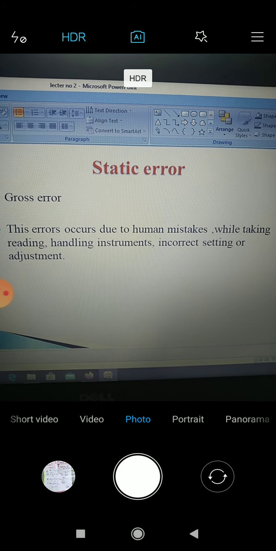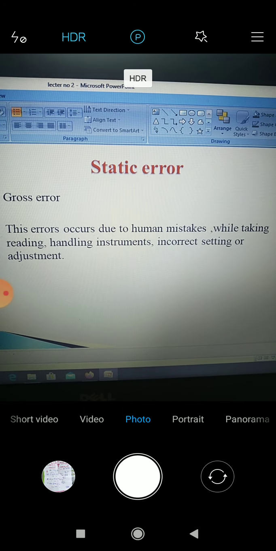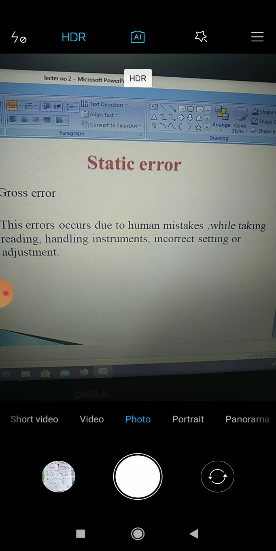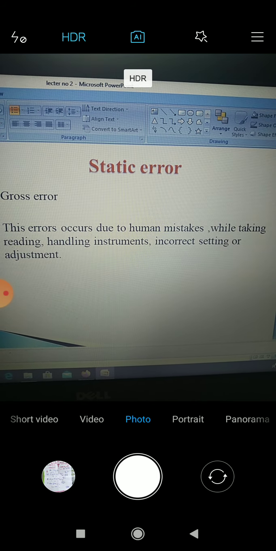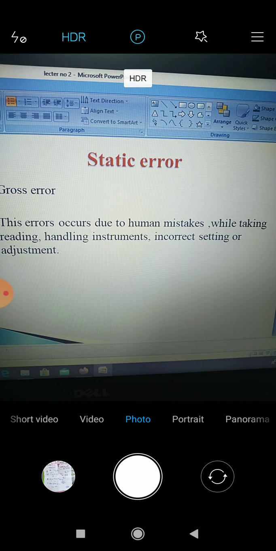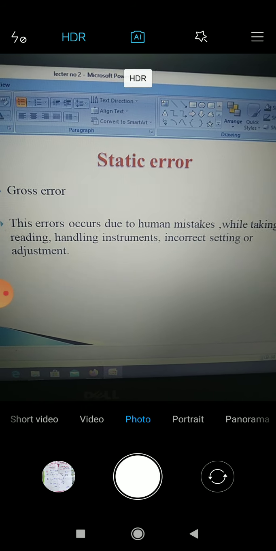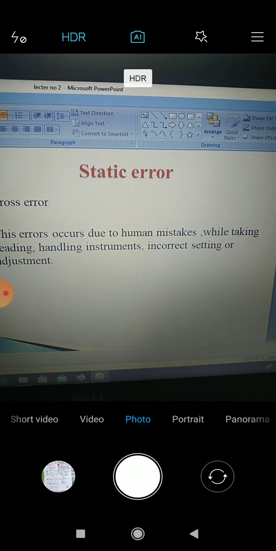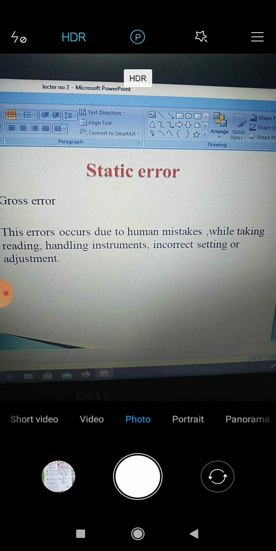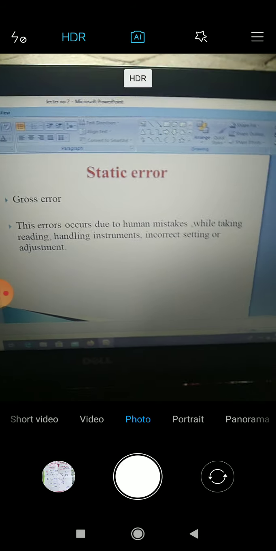These errors occur due to human mistakes while taking readings, handling of the instrument, incorrect setting or adjustment, and improper use of the instrument. Gross errors are also known as personal errors. These errors cannot be treated mathematically. So you should know how to take the readings, how to handle the instrument, and you have to adjust that instrument. Then only you can reduce gross errors.